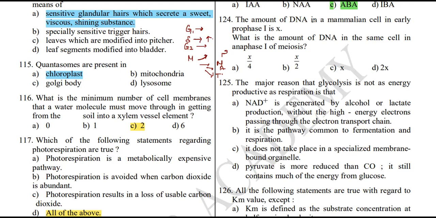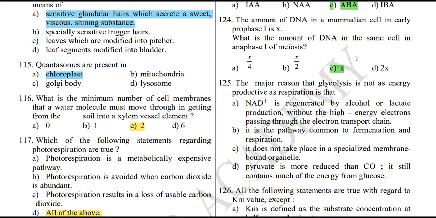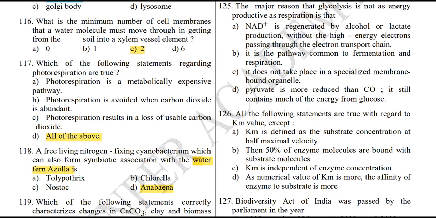Now, let's see this one. The amount of DNA in a mammalian cell in early prophase is 1. Okay, which means the 2C content is going to be X. The amount of DNA content is X. What is the amount of DNA in the same cell in anaphase? Whether it is prophase or metaphase or anaphase or telophase, the amount of DNA is going to remain the same. So the answer is going to be option C. Okay, yes, so it is option C. The next question, the major reason that glycolysis is not an energy-producing reaction, because if you see in glycolysis, there won't be a totally large amount of ATP produced in glycolysis.